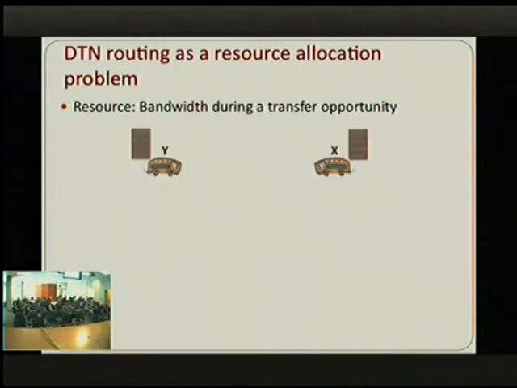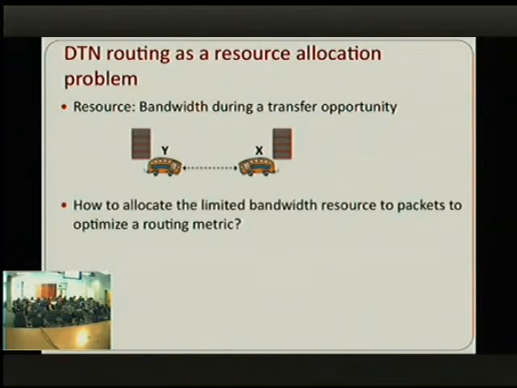What I mean by that is, say there are two nodes X and Y, both of them have a bunch of packets that they need to deliver. When X and Y are within range, we call this a transfer opportunity, and they can send packets to each other. And in the vehicular DTN settings that we are considering, this transfer opportunity is one of the main resource constraints. Because when two nodes meet, there's only limited time they meet for, and so the total amount of data they can transfer is limited. So the question is, how do you allocate this limited bandwidth resource to packets so that you can optimize a routing metric?